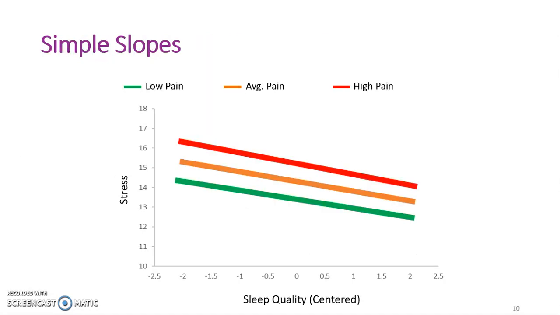So this is what these simple slopes look like. So we can see that they're all negative, and we've got the low, the medium, and the high values, but they look relatively parallel. So essentially what we're seeing is that as sleep quality improves, stress decreases, and the amount of pain a person is in doesn't really affect that relation. And we can see this really nicely from this plot. The groups just don't differ.